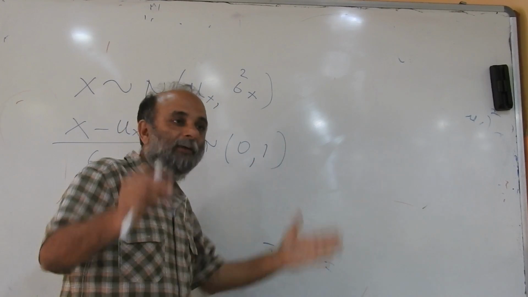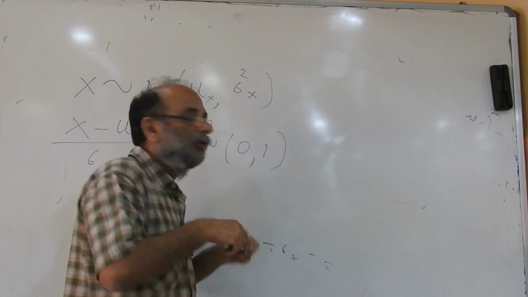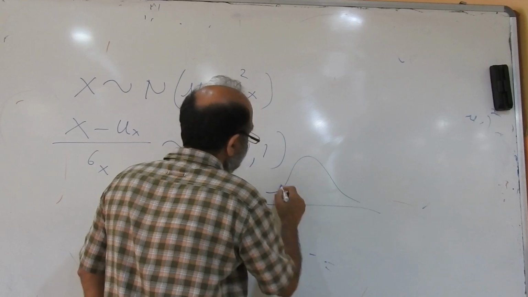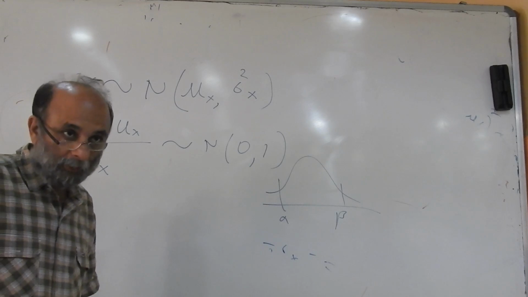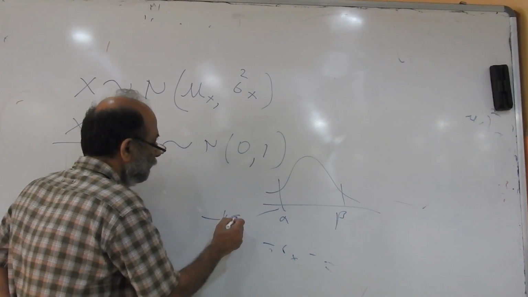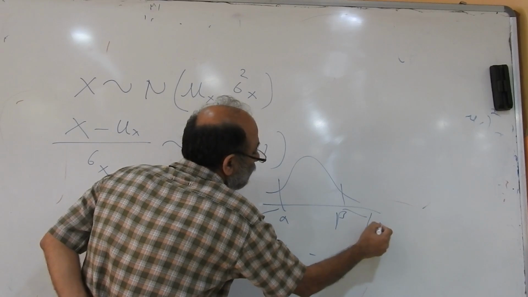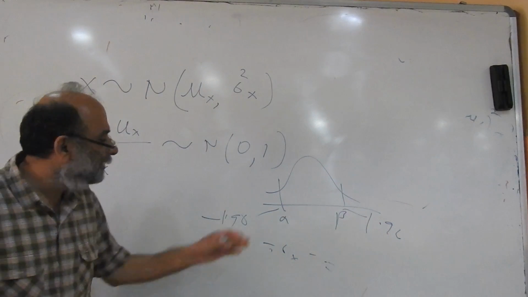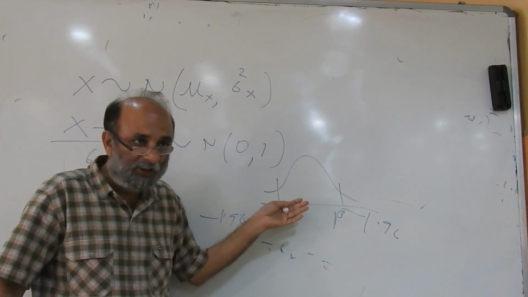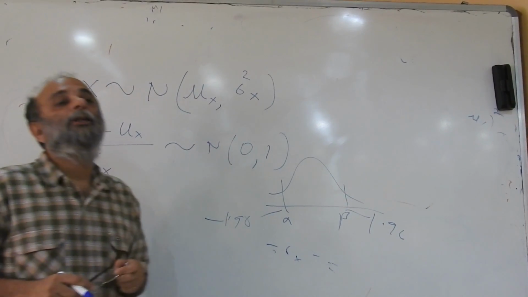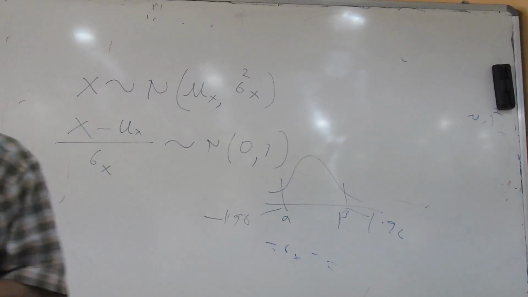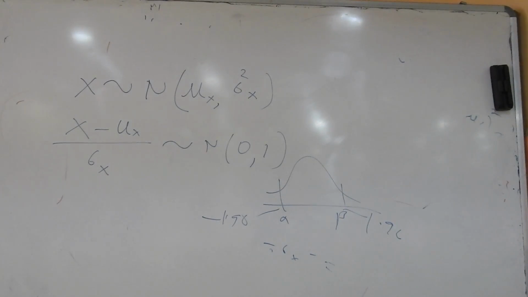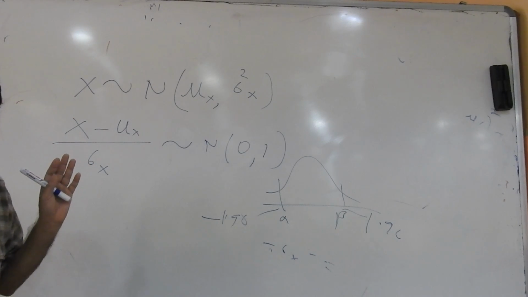For the standard normal distribution, alpha and beta will be fixed. So if this is the standard normal distribution, and you want an alpha and beta which will contain 95% of the distribution, then this alpha is minus 1.96 and this beta is plus 1.96. Because now these numbers will be fixed, because the mean is fixed and the standard deviation is fixed. Okay, now a little bit more algebra.